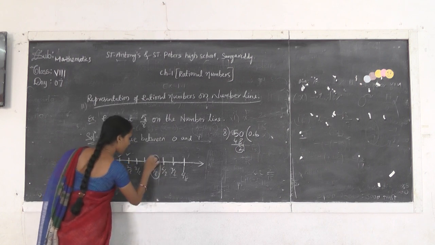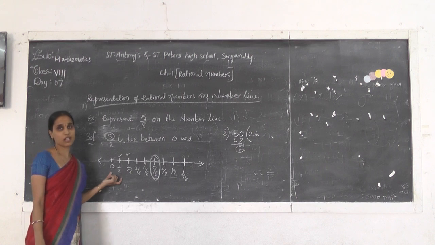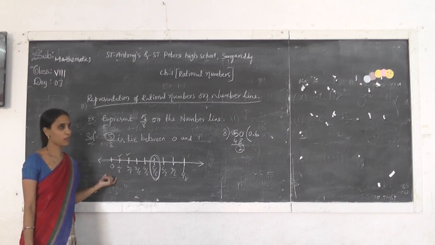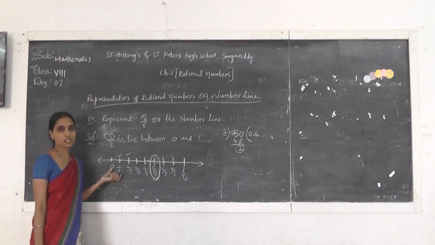So what is our required number? This is 5 by 8. So in this way we can represent rational numbers on the number line. It is easy in the case of smaller numbers, that means proper fractions.